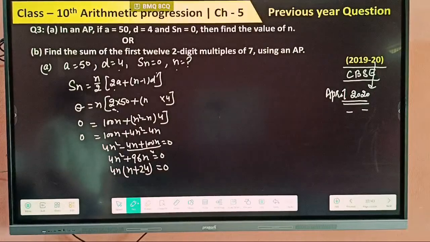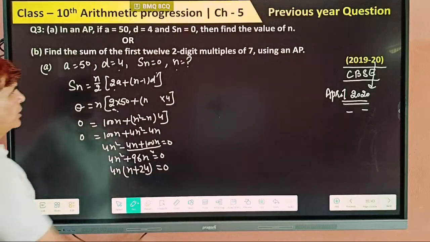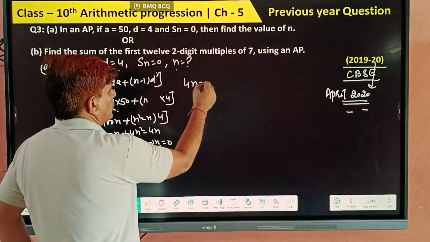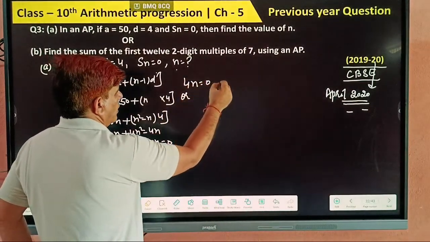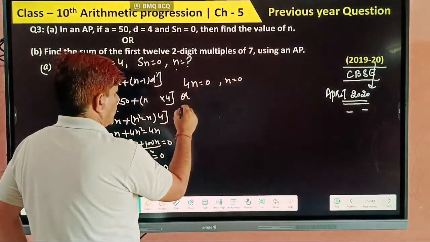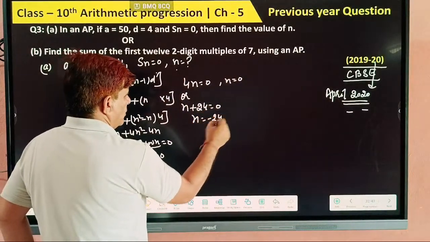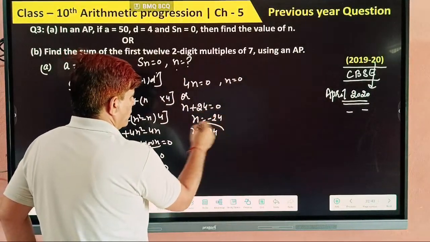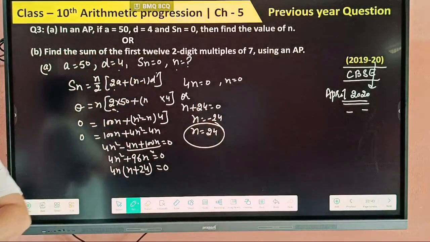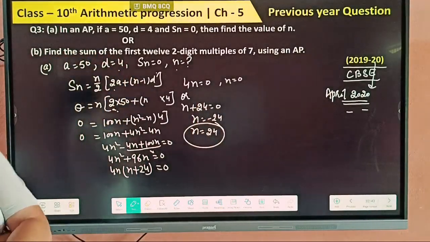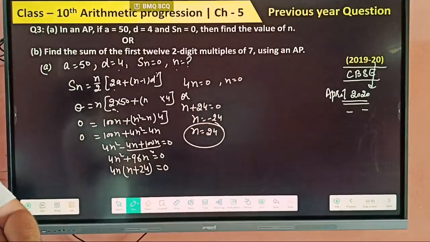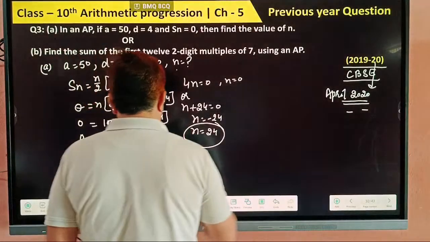Understood? So 4n equal to 0, which means n equal to 0, or n plus 24 equal to 0. So n equal to minus 24. So n equal to 24. This we can apply to find n, where Sn equal to 0. So that is the solution of this first one.